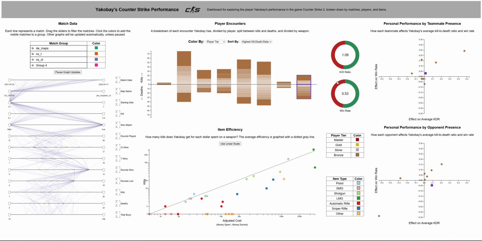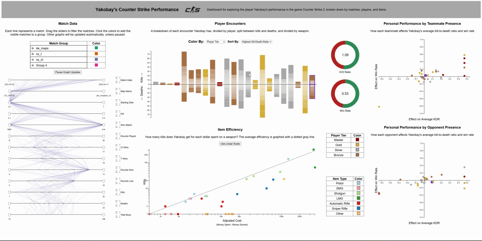This is the player encounters graph, which is also filterable by tier, and also colored by the different players' tiers. You can color it by weapon type, or whether it's the kill or death, just to make that very clear and get a good idea of the kill to death ratio. And we can have it display the different weapon types used to kill each player or that the player used to kill me.